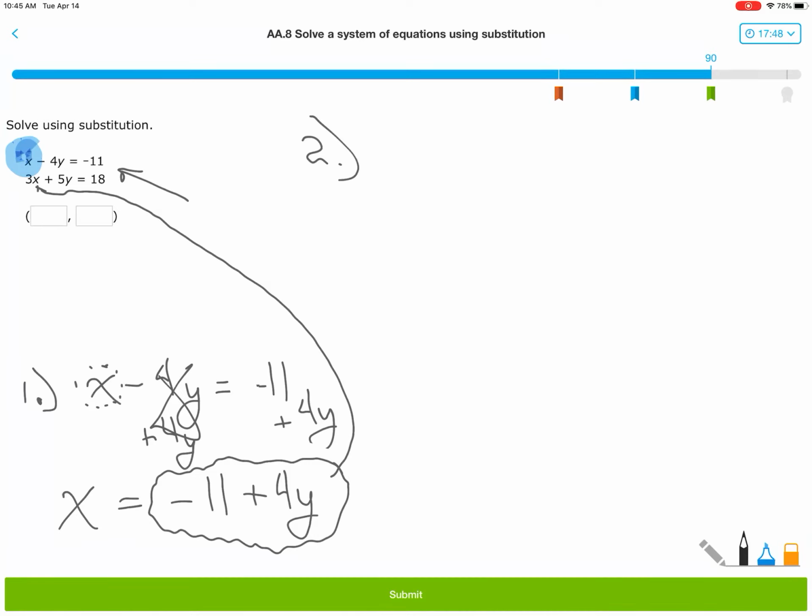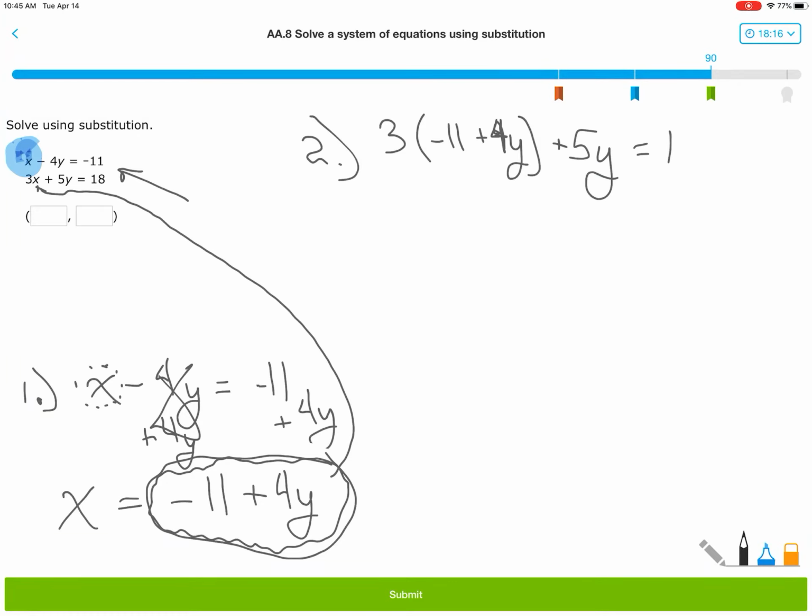So instead of saying 3x plus 5y, I'm going to say 3, and I have to put this whole circle in there for the variable. So I need to use a parenthesis. Negative 11 plus 4y, that's a 4. And I still have plus 5y after it, equals 18. So you can see where these types get a little bit more difficult.